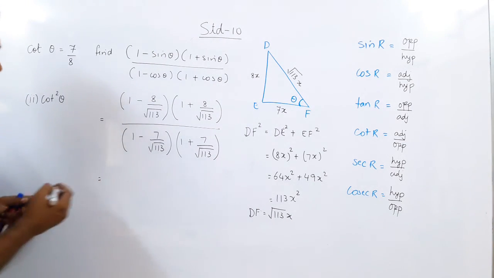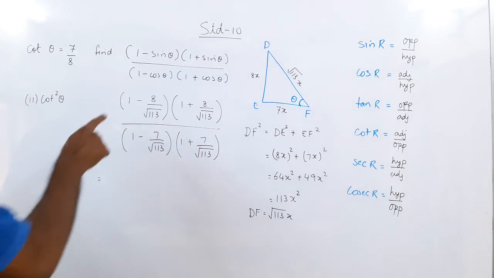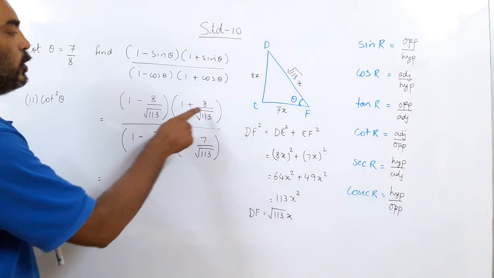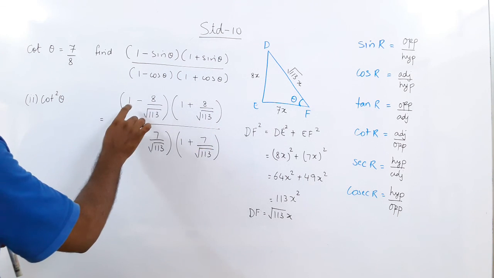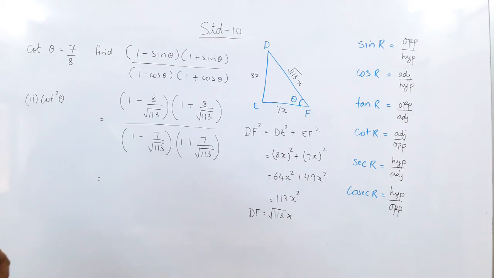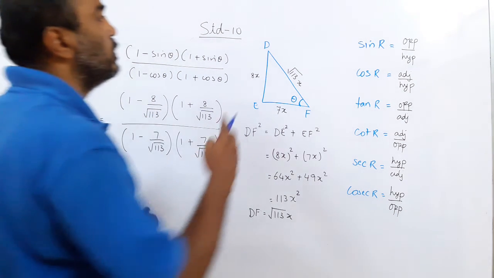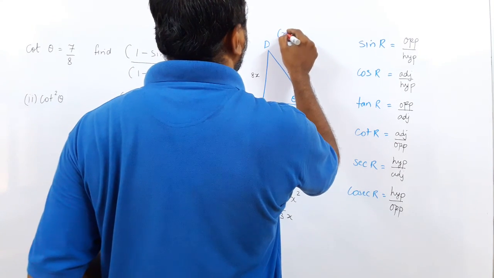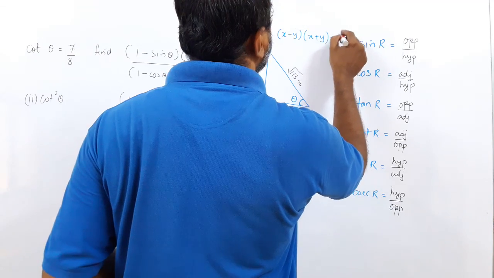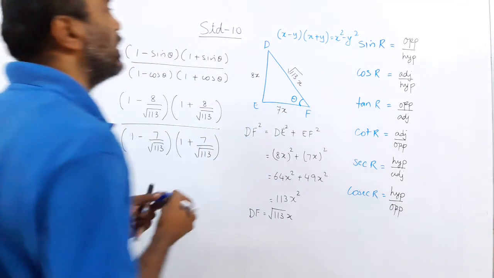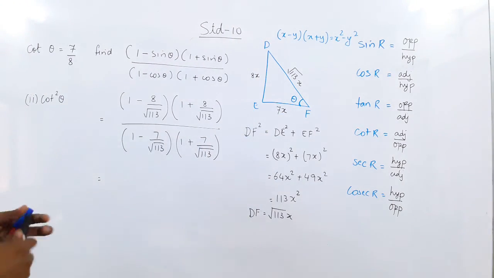Okay? Now you can see this is a minus b into a plus b, because this is 1, this is 8, but these values are the same. So a minus b into a plus b, what is the identity? Do you remember the identity? x minus y into x plus y is what? It is x square minus y square. You know this identity, right? So let us use this here.